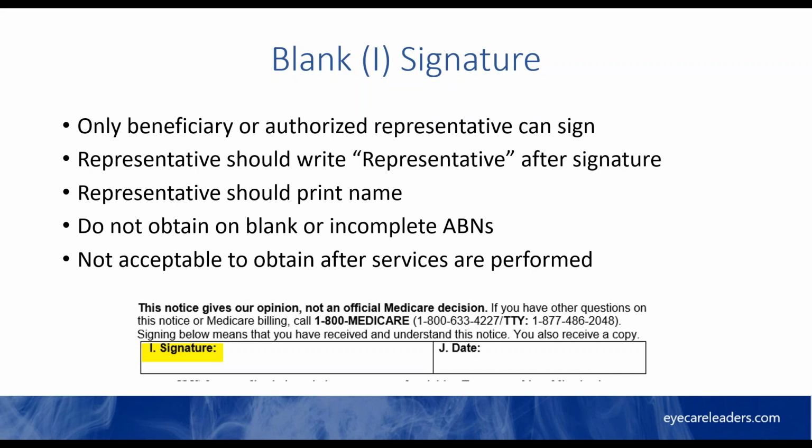You should never have a beneficiary sign a blank or incomplete ABN. It is not acceptable to contact the beneficiary after the services are performed to sign and date the ABN. So you kind of get one shot. Like you have to fill it all out before they get the service, and it has to all be correct. You can't go back and make changes to it later on.